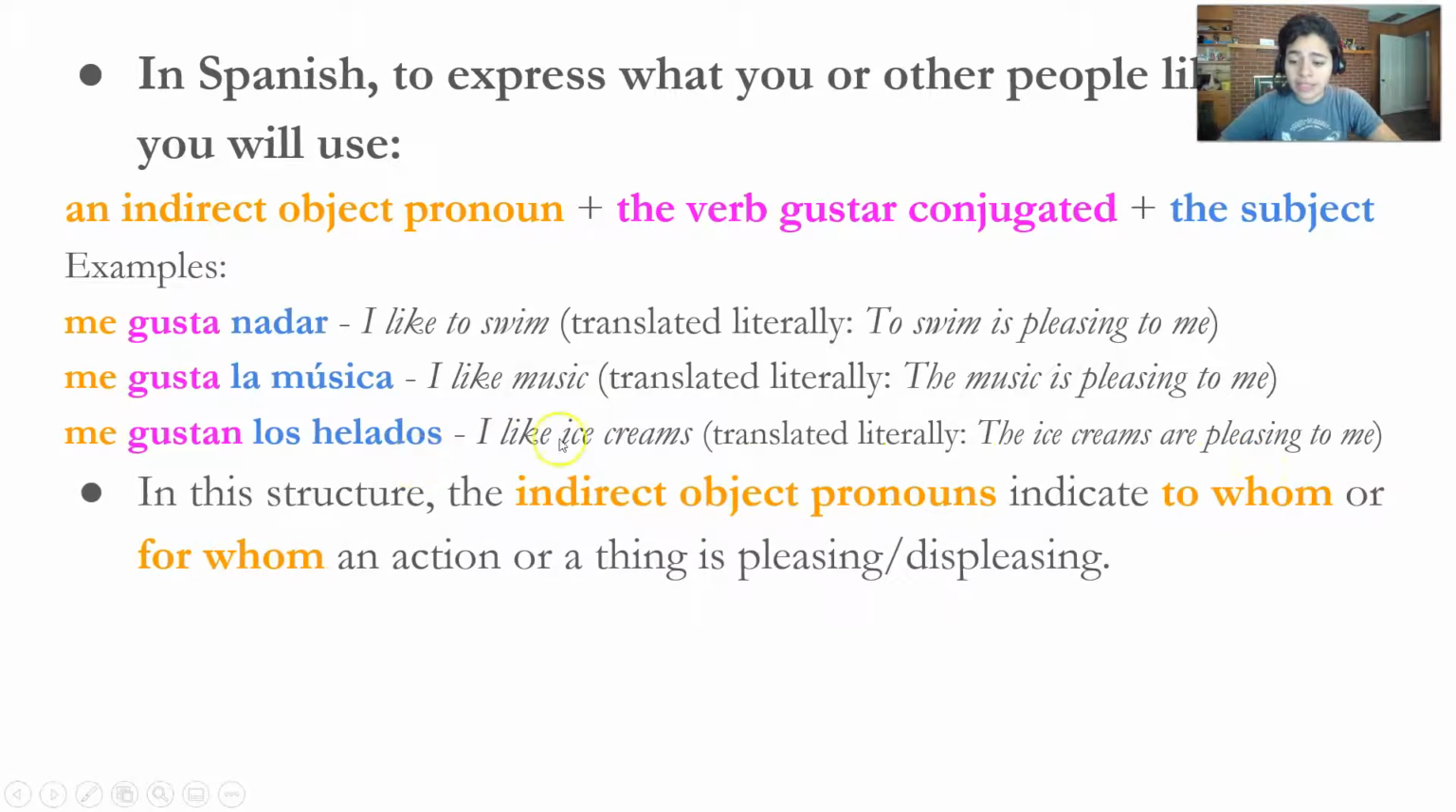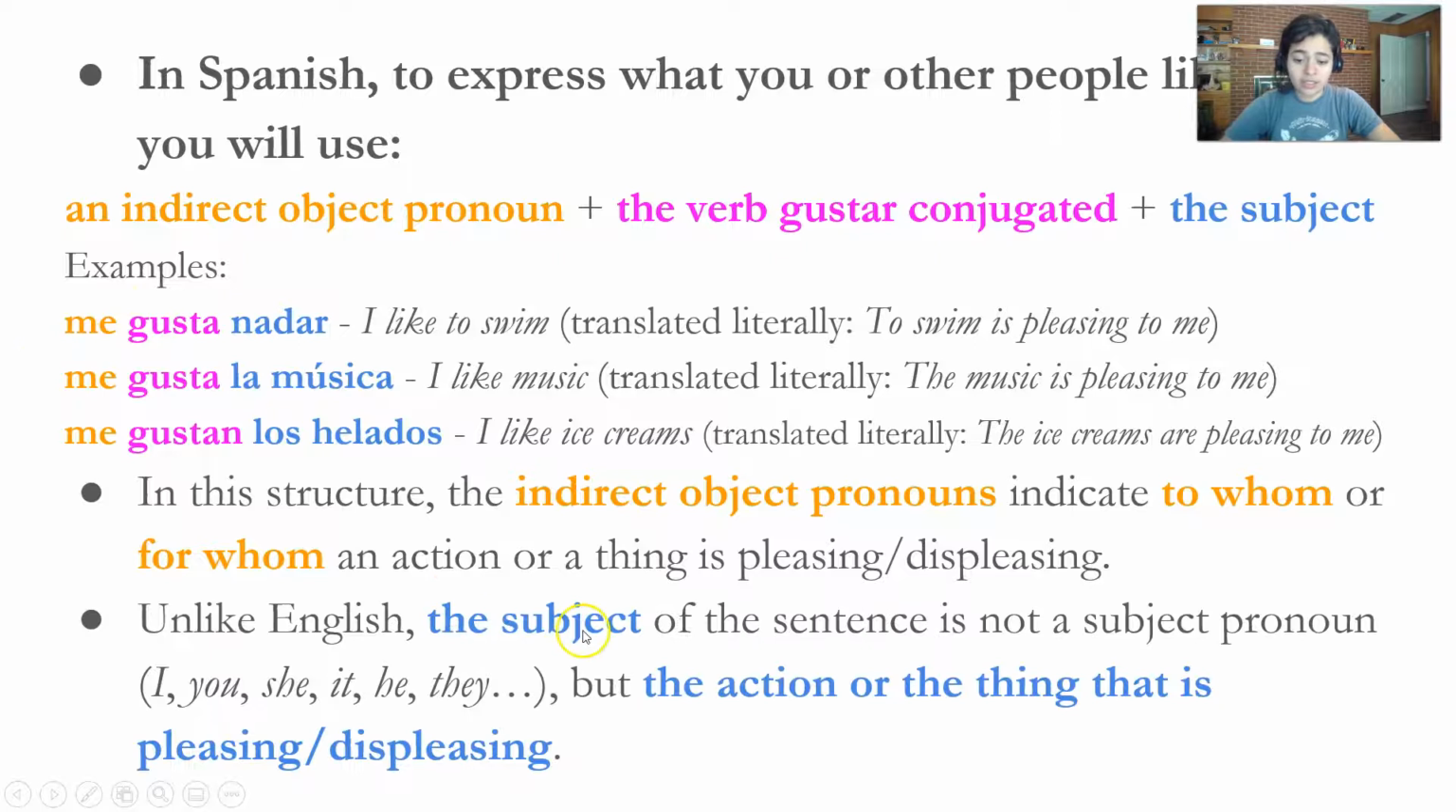As you can see in this structure, the indirect object pronouns indicate to whom or for whom an action or a thing is pleasing or displeasing. So to swim is pleasing to whom? To me. That's your indirect object pronoun. The music is pleasing to whom? To me. The ice creams are pleasing to whom? To me. And the indirect object pronoun for "to me" is expressed in Spanish as me.